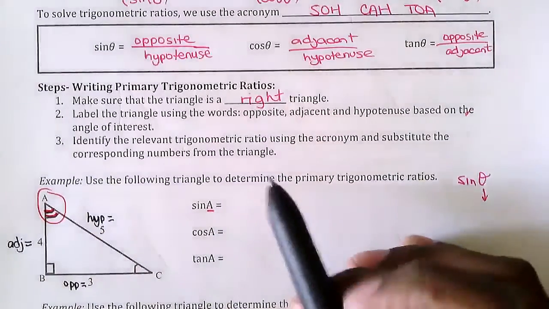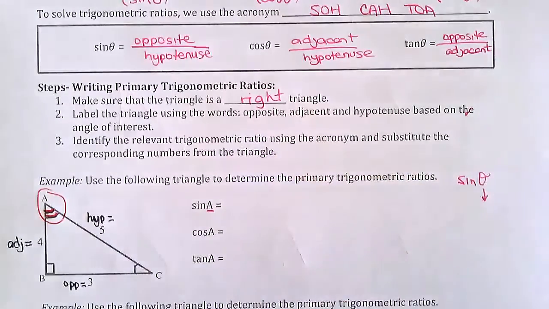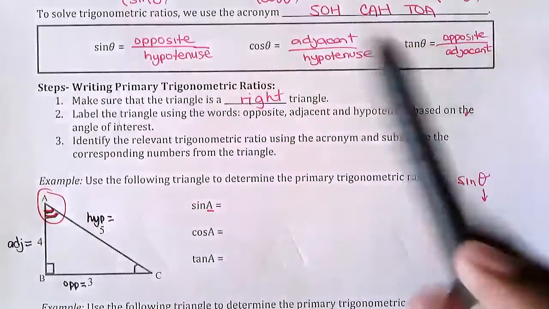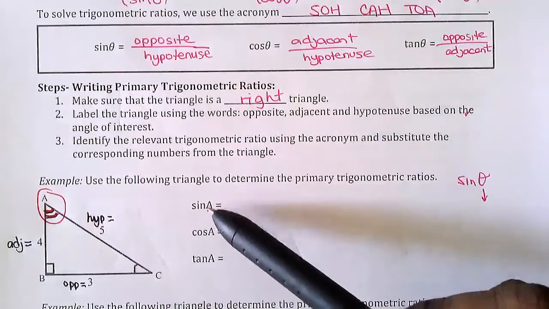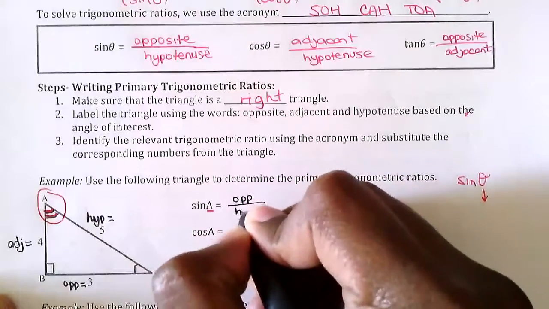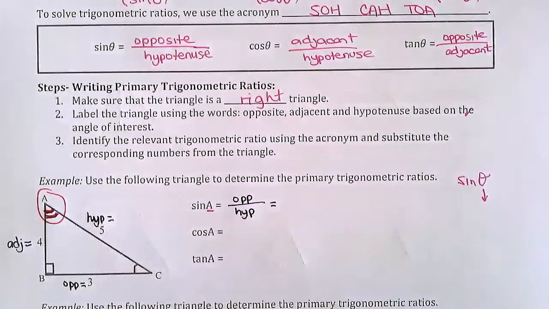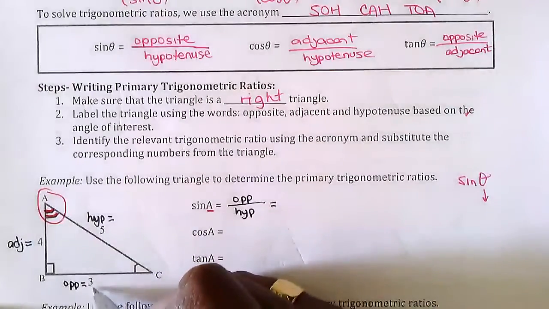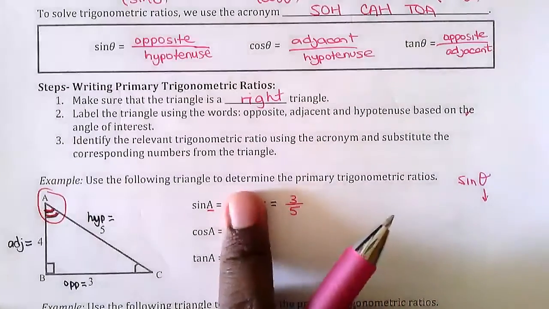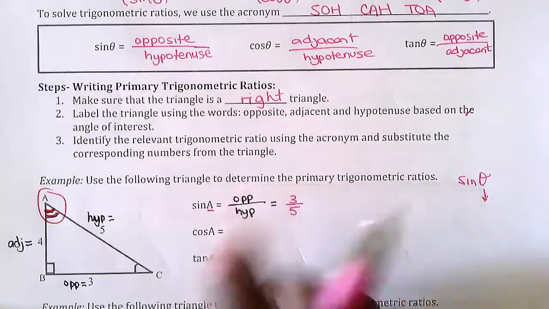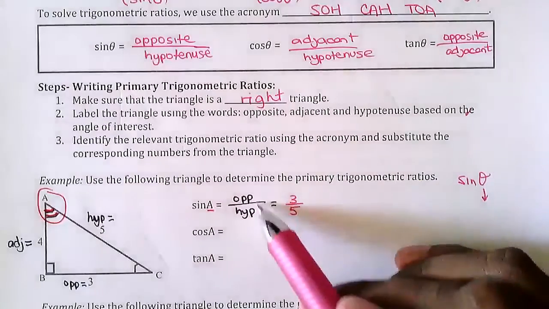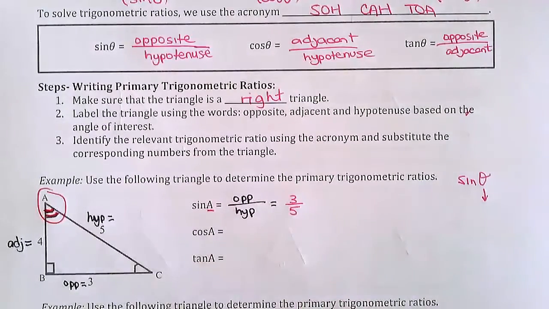Okay, so we need to find the relevant trig ratios. We've labeled our sides. Now we're going to find our ratios. We know from SOHCAHTOA that the sine of an angle is equal to the opposite over hypotenuse. In this particular case, my opposite is 3 and my hypotenuse is 5. So again, I don't really need you to show this step ever. I do need you to go from sine A to 3 over 5, just like that. I'm just showing it here so that you're understanding where I'm getting these numbers from.